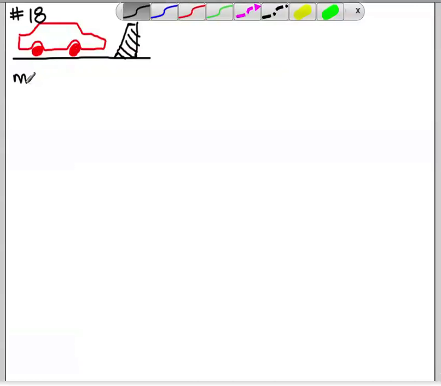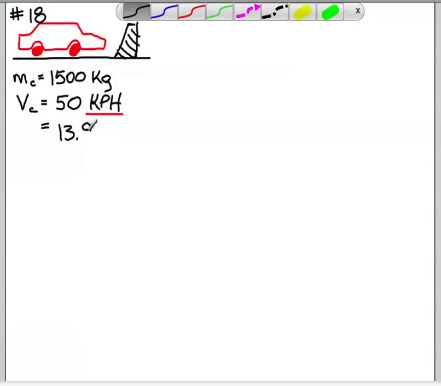We know that the mass of the car is 1,500 kilograms. We also know that the initial velocity of the car is given to us in the problem at 50 kilometers per hour. You should immediately recognize that unit is not appropriate for solving problems using any of the equations and concepts we've talked about. So it would be important to quickly convert that to meters per second, in this case dividing by 3.6, which is the conversion factor. You'll end up getting 13.9 meters per second being the velocity of the car before impact.